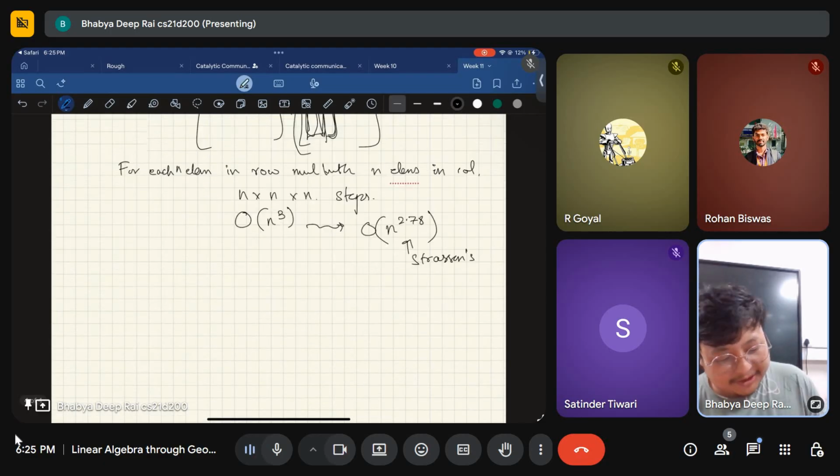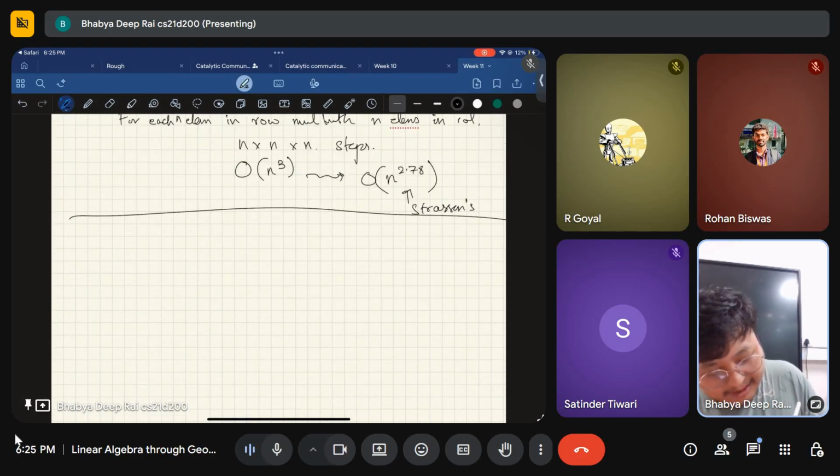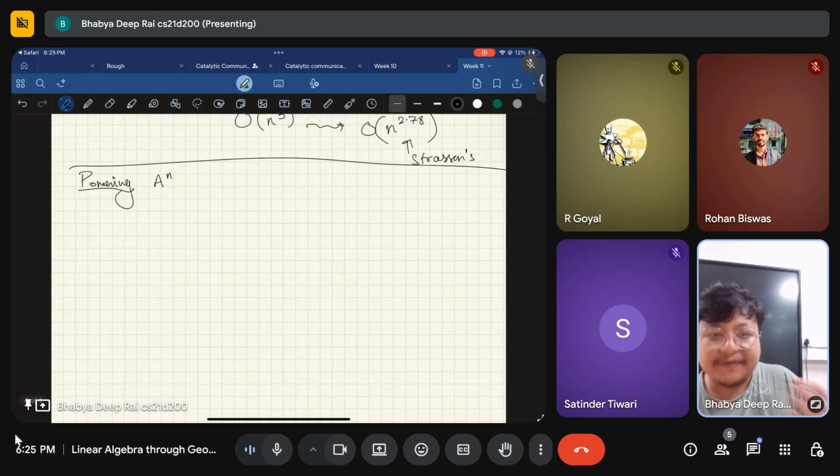But another question is, if you need to do powering, A to the n, how do you do this powering? How difficult is it? Powering is slightly simpler than multiplication. You can always say it's just A into A into A, and so on. How many times? n many times.